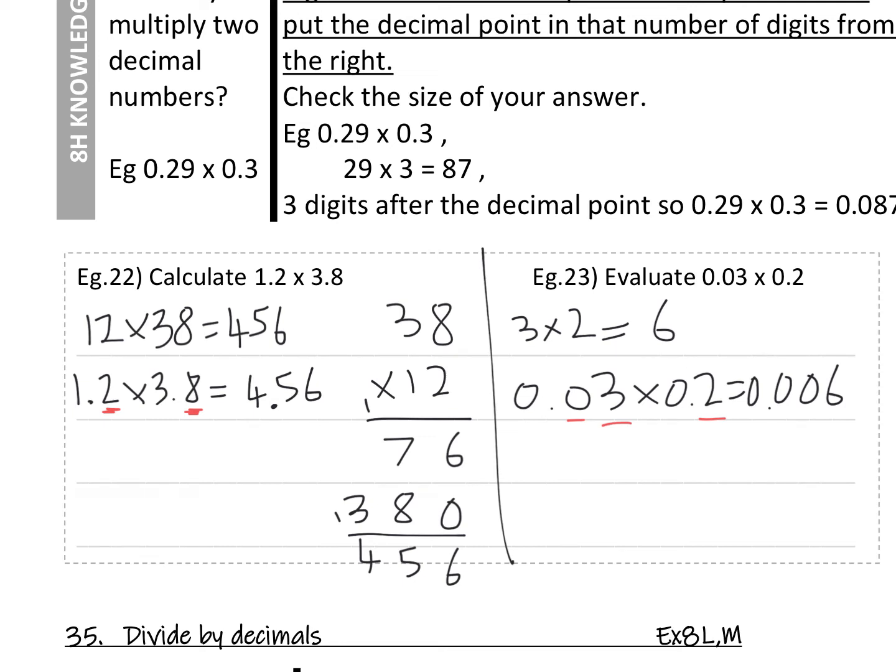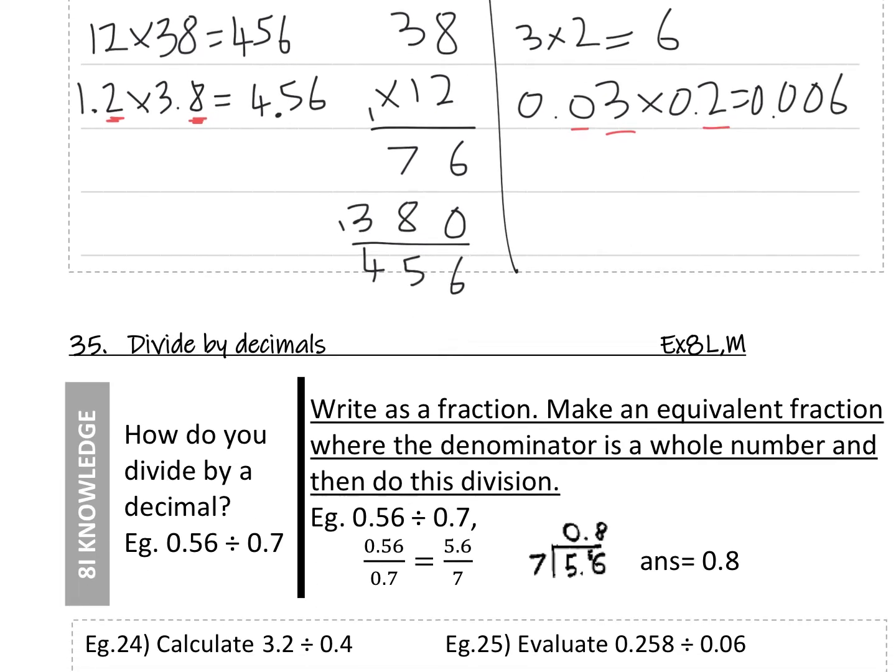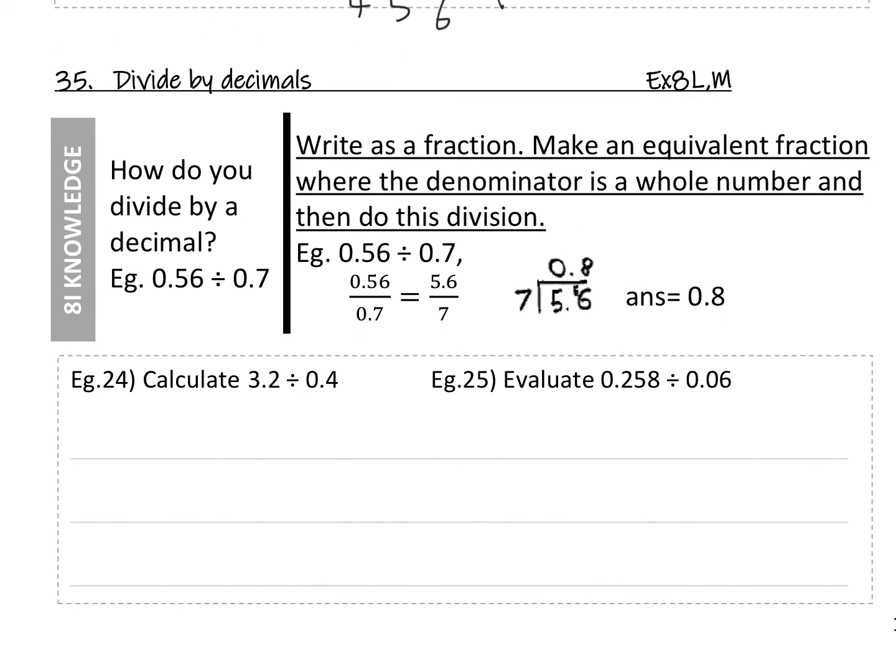Dividing by decimals. Pause the video and write down how you divide by a decimal. Or if you find this difficult, give an example where you're dividing by a decimal and do this calculation. So how do you divide by a decimal? Well, let's take the example 0.56 divided by 0.7.